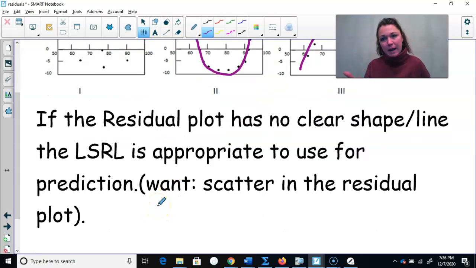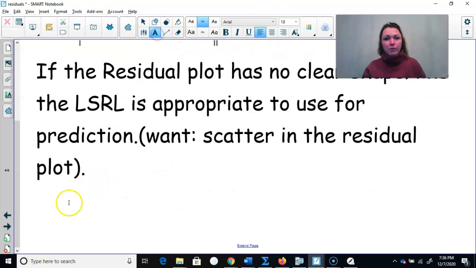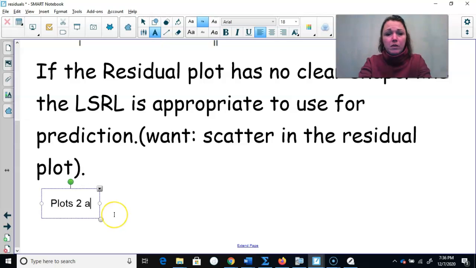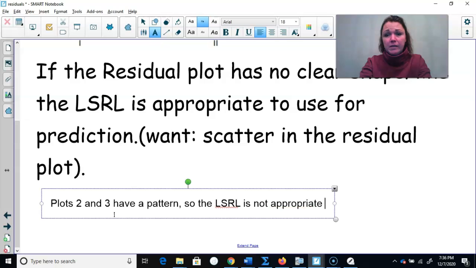And I think the notes that I posted for you guys, those were different, but you can still see which one has a pattern and which one doesn't. Again, no pattern means we are good to go. If there is a pattern, what you say, like plots 2 and 3 up there have a pattern, is that the least squares regression line is not appropriate to use for prediction.